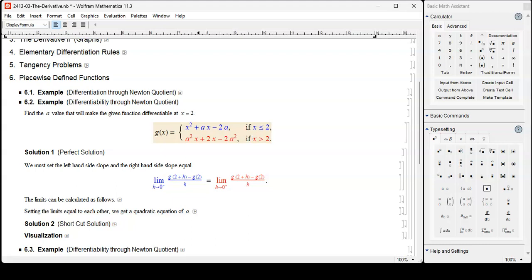And it says the function is continuous. Please check. Plug in x equal to 2 and see if they are the same. If it is not continuous, then everything breaks down.